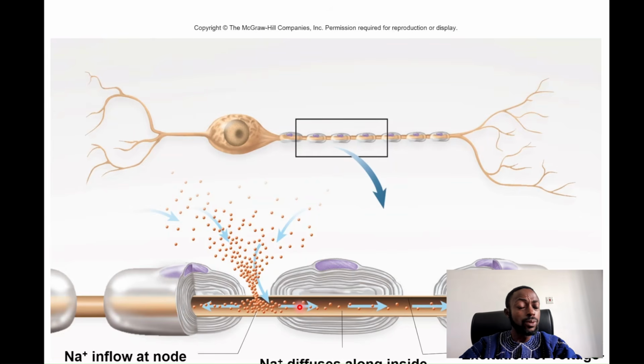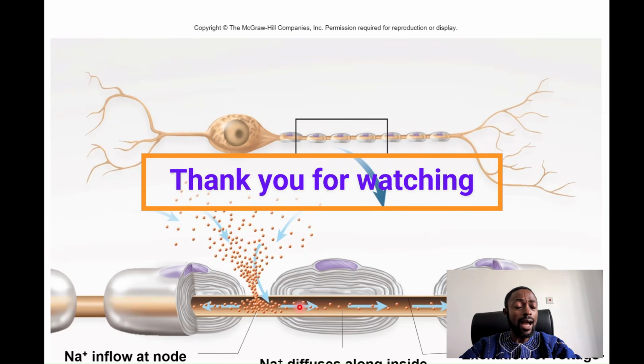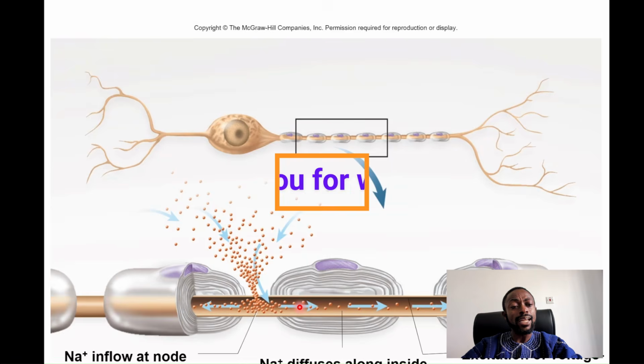In summary, during depolarization, voltage-gated sodium channels are open, voltage-gated potassium channels are closed. During repolarization, voltage-gated sodium channels are closed, voltage-gated potassium channels are open. During hyperpolarization, voltage-gated sodium channels are closed, voltage-gated potassium channels remain open, and leaky channels will even continue to pump out more potassium ions. So this brings us to the end of this video.